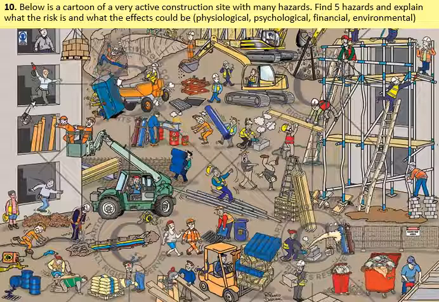So again, we're going back to physiological, psychological, financial and environmental. So lots of hazards going on. What is the actual hazard that you can see? You just need 5 of them. And then what effect does it create? So what physiological, psychological, financial or environmental effect do you think it is happening?